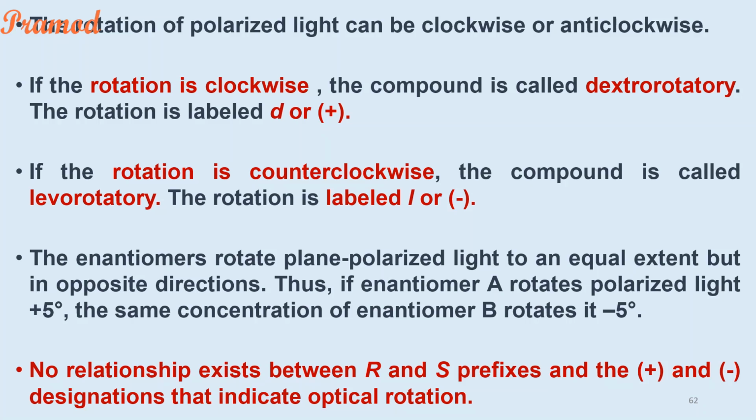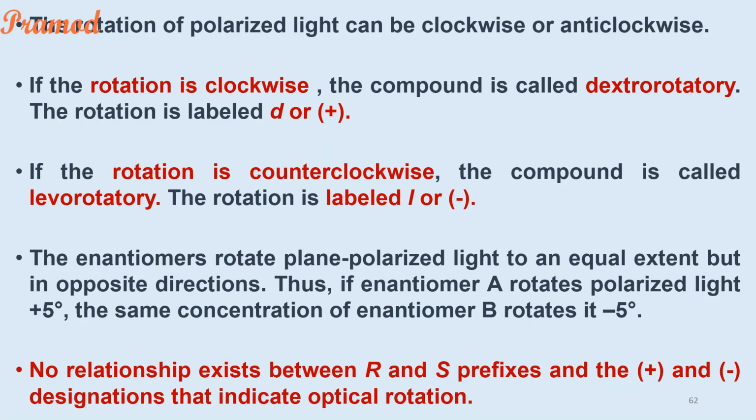Now, if the rotation of the plane polarized light by the compound is in a clockwise direction, then the compound is said to be dextro-rotatory. So if it rotates clockwise or towards the right, the compound is said to be dextro-rotatory, and it is denoted by small d or a plus sign in brackets, (+).